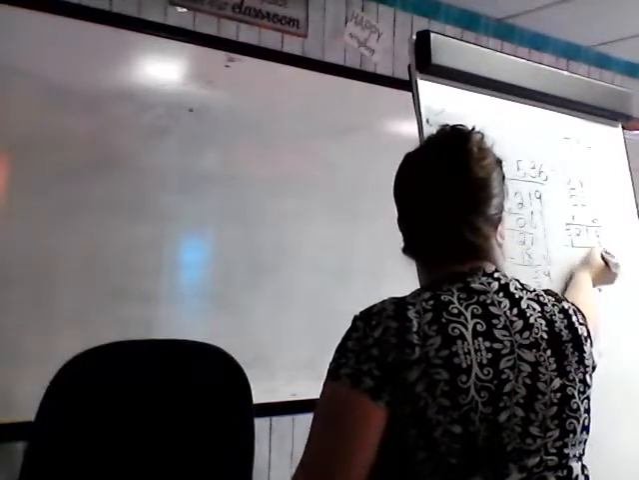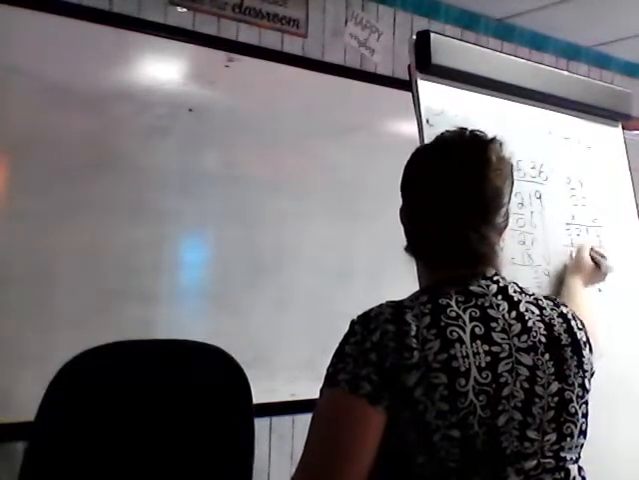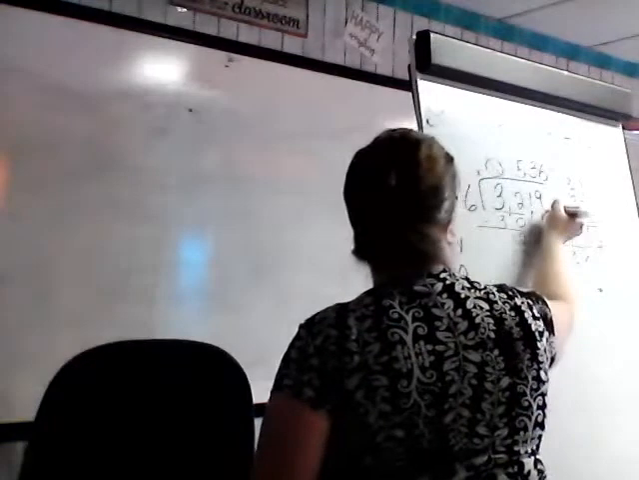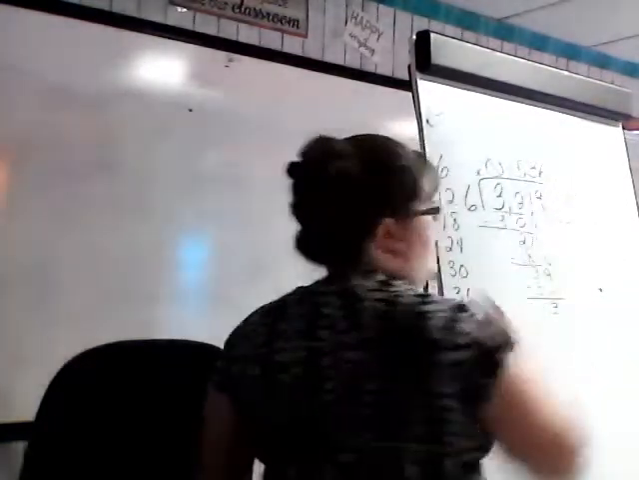1 plus 0 equals 1. 2 plus 0 equals 2. 3 plus 0 equals 3. And if my answers are the same, then my problem is right.